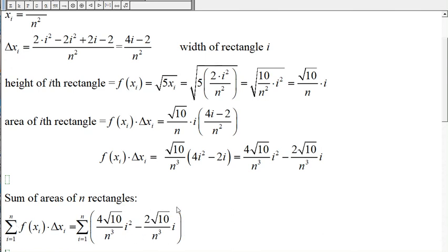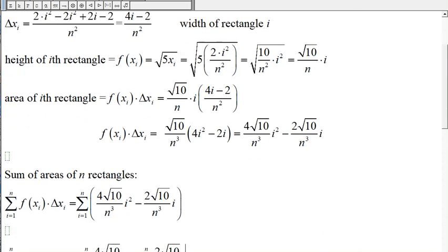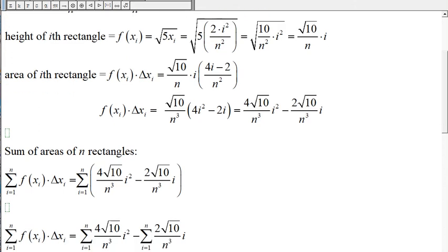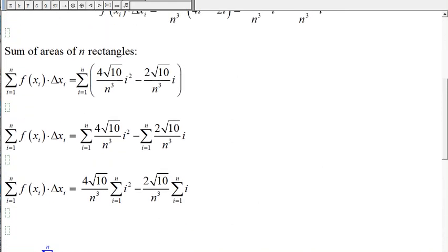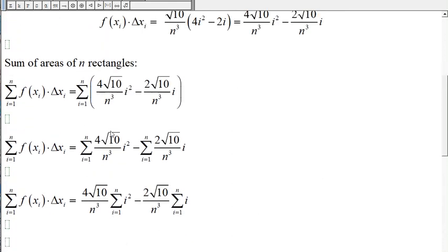8 rectangles. But this is a summation of a difference, and so we can write it as the difference of summations. A summation of a difference is just the difference of summations. And then this is constant because the summation is with respect to i. So this part is constant, so we can place it in front of the summation sign. And same thing here, this 2 times the square root of 10 divided by n to the third, we can place it in front of the summation sign.